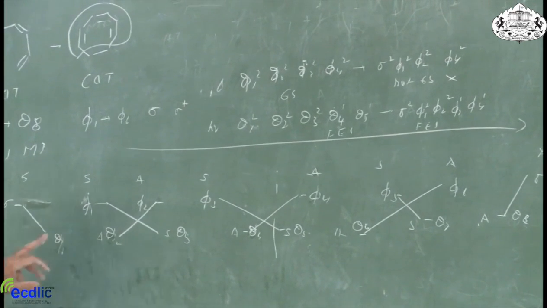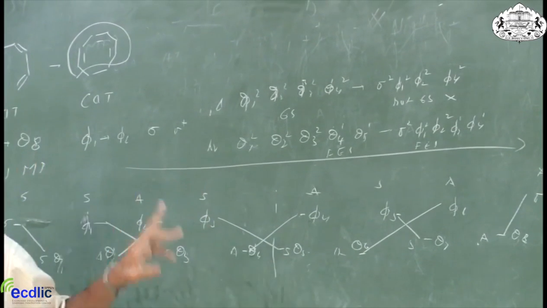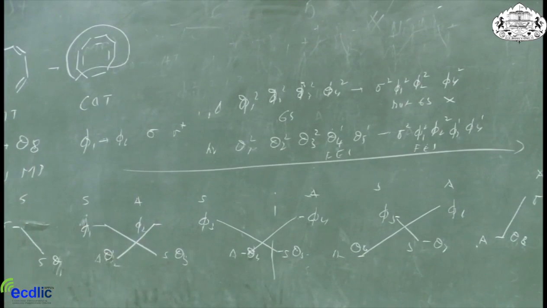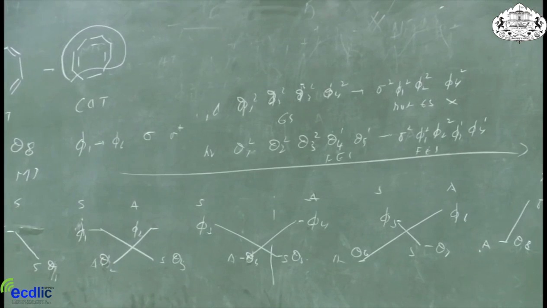What will we see? 1, 3, 5, 7 will give you bonding. So, they will go down in energy. 2, 4, 6, 8 will go up in energy.